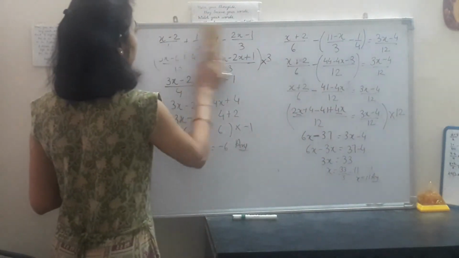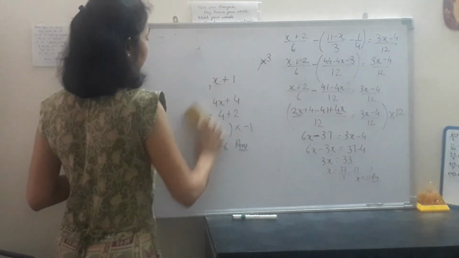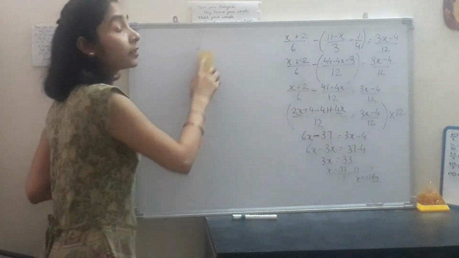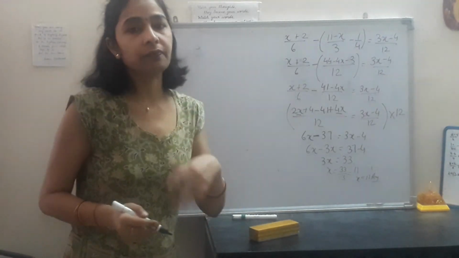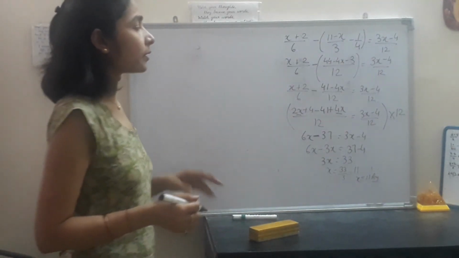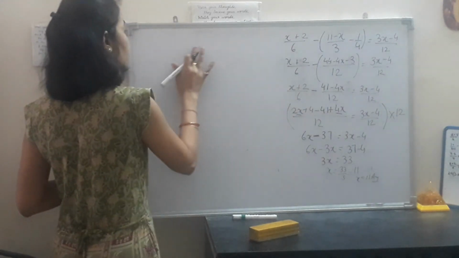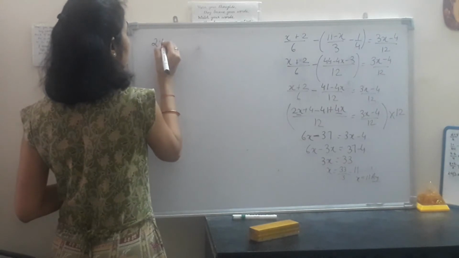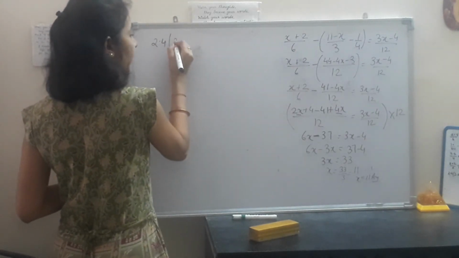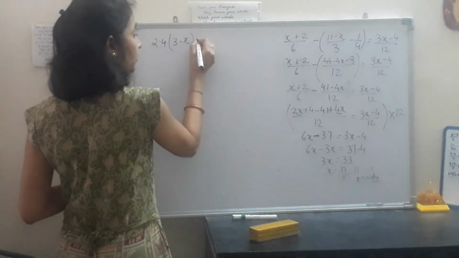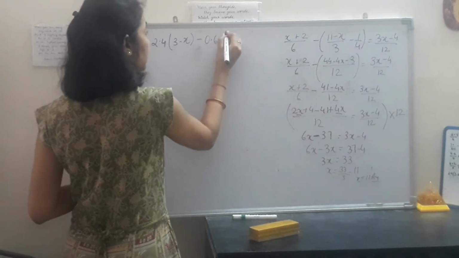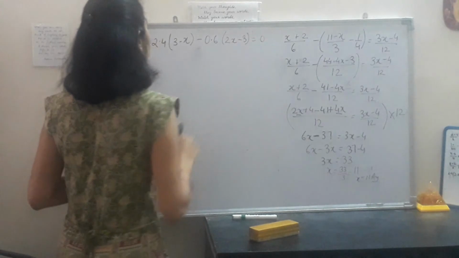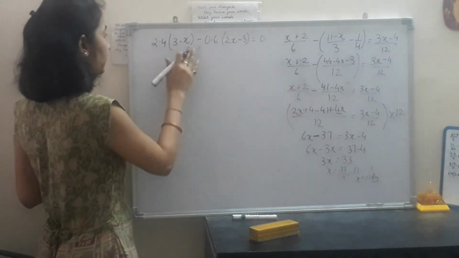Now the last example. The last example is again a bit complicated one, because students all know how to solve the linear equation, but when they see the decimals, the fraction, they just leave the question saying it is very difficult. So that is why I have taken these questions. Now the next one is related to decimals. 2.4 multiplied by (3 − x) minus 0.6 (2x − 3) is equal to 0. Okay, now let's first solve the brackets.